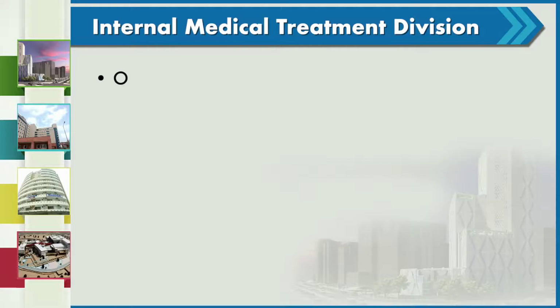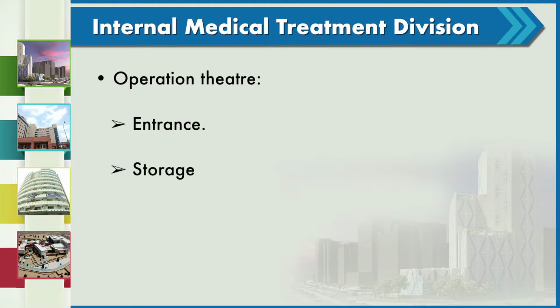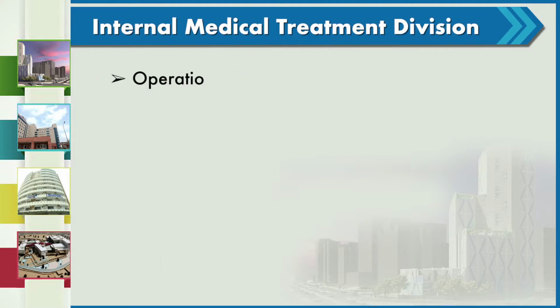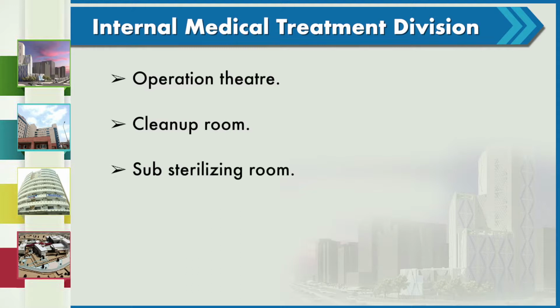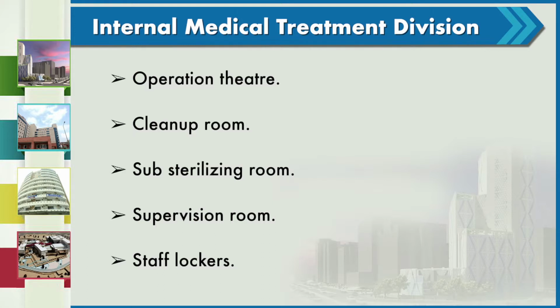So the internal medical treatment divisions include the operation theaters. The parts and components of this division are the entrances, storages, preparation rooms, access areas, operating theaters, cleanup areas, sub-sterilization room, supervisor's room, staff lockers, change rooms, etc.